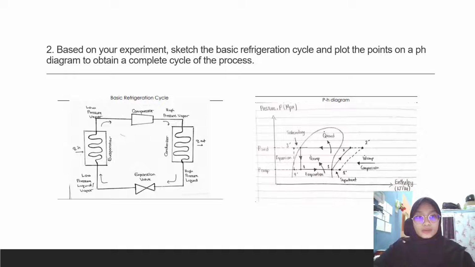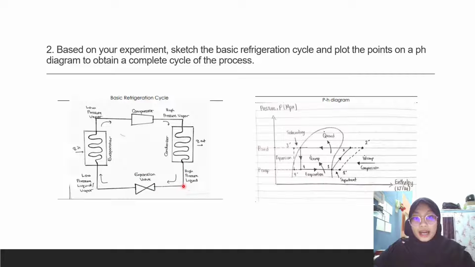Okay, for question number 2, based on your experiment, sketch the basic refrigerant cycle and plot the points on a pH diagram to obtain a complete cycle of the process. Here we can see Q in, heat in to the evaporator. Here we can see the low pressure vapor. After that, it goes to the compressor. From the compressor, it goes to the condenser with the high pressure vapor. Then it goes to the expansion valve.